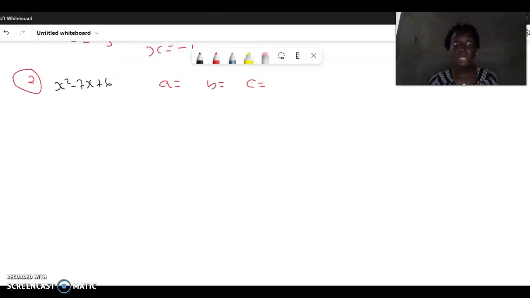So let's look at a second example. Here we have the question x squared minus 7x plus 6. The a is the coefficient of x squared, which is equal to 1. The coefficient b is this time a negative 7, so please take note of that. And the constant is equal to 6. Once again, we find the product of a and c. That is 1 times 6, and that will give us 6.